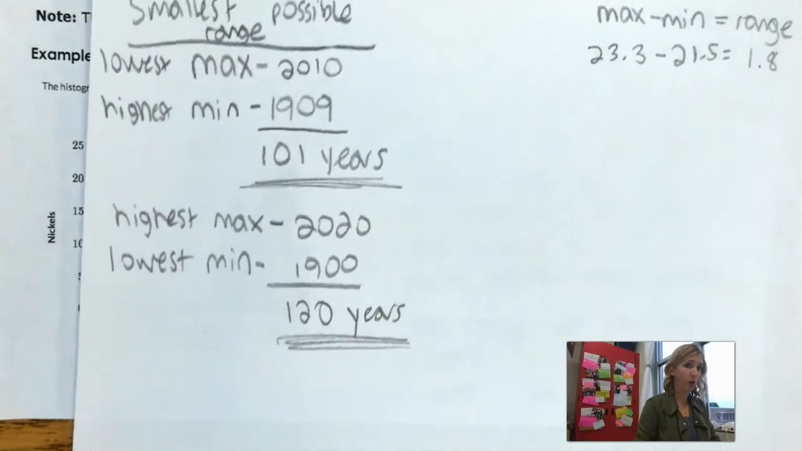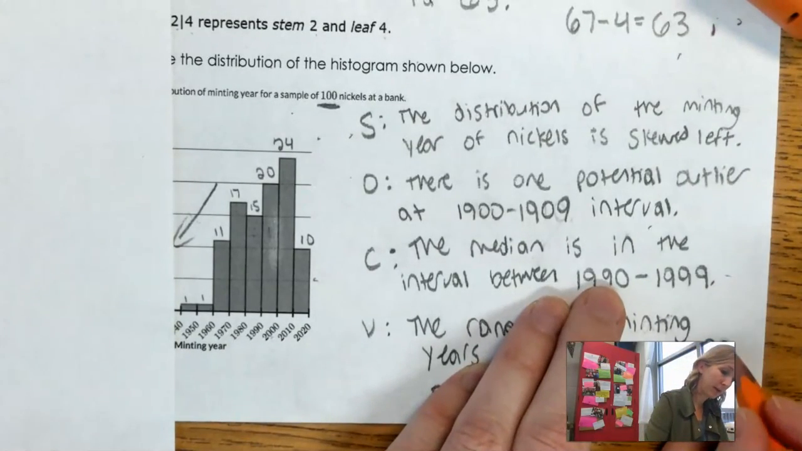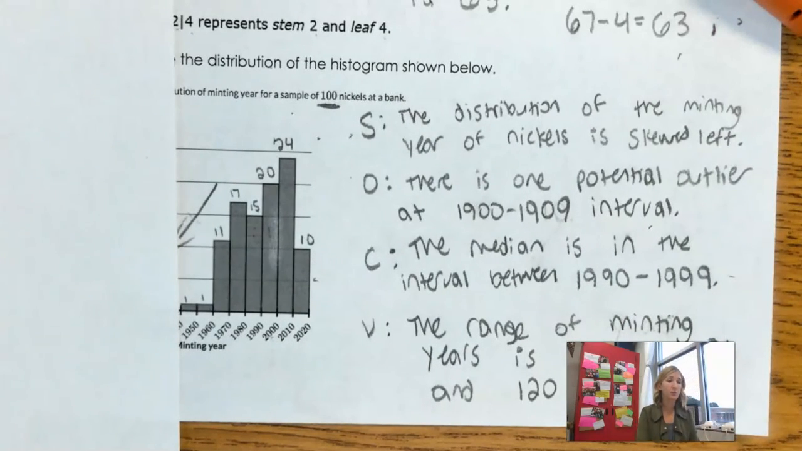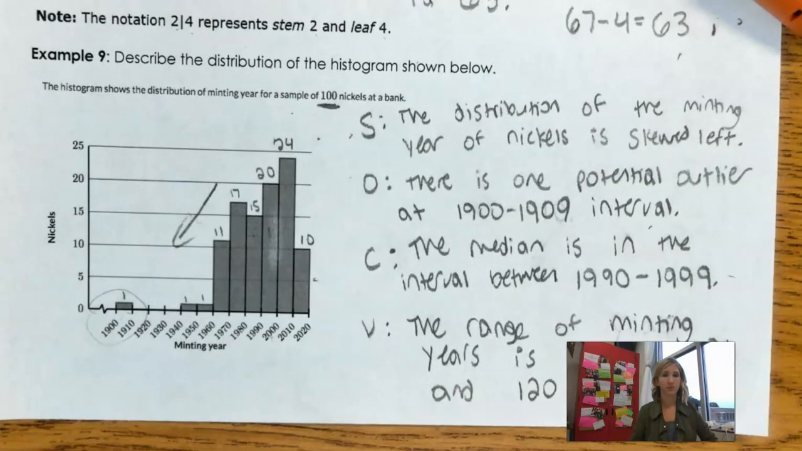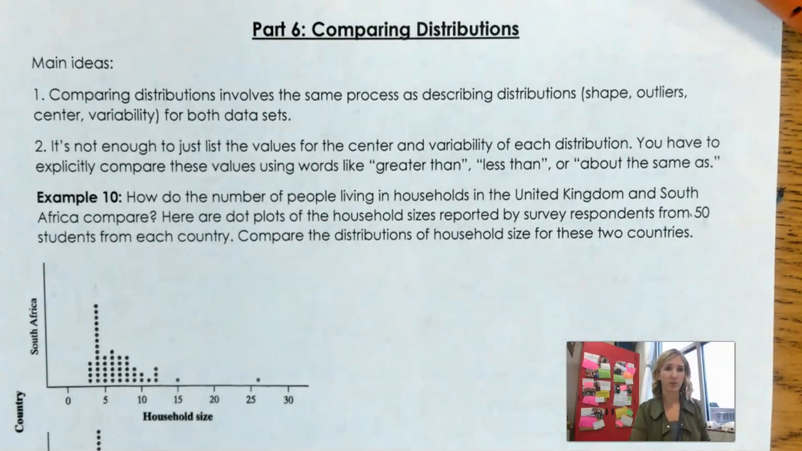We don't know for sure. So my range of minting years is between 101 and 120 years. And we'll get more practice with this, I promise. I'll save the comparing for the next class to review this.